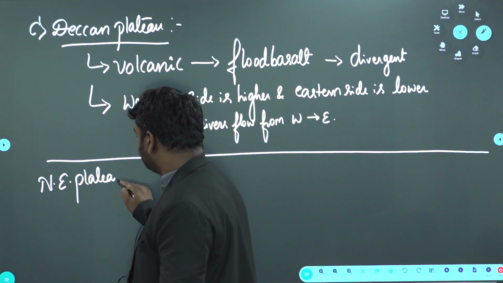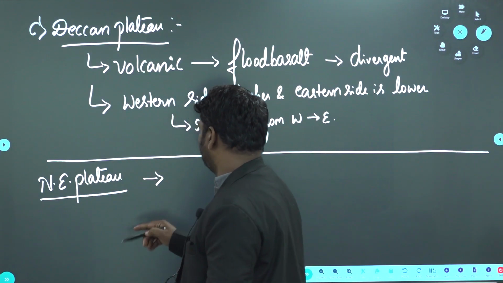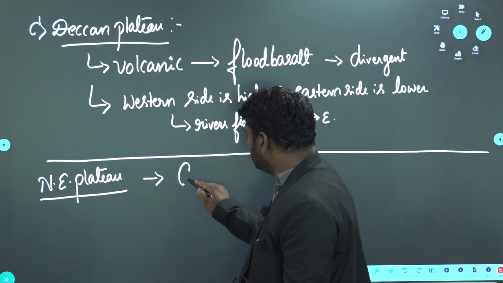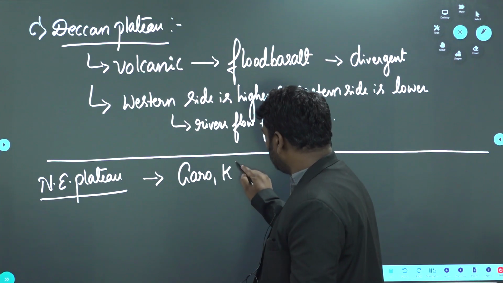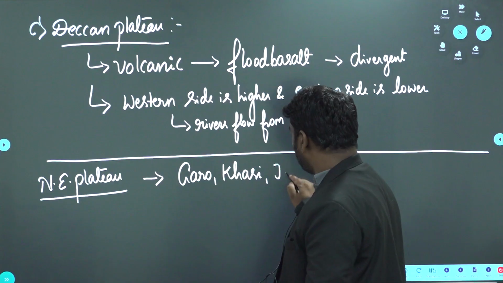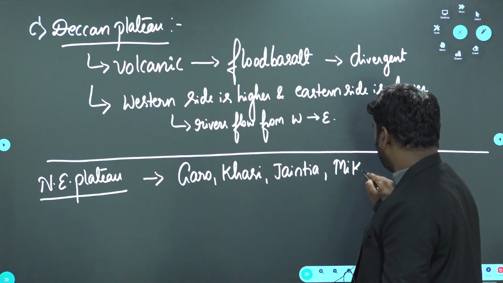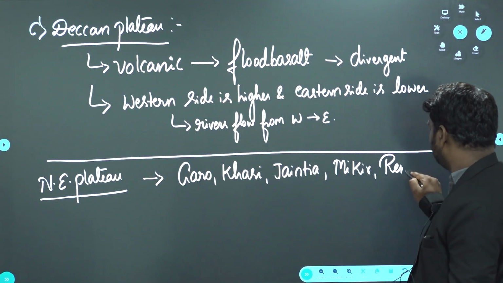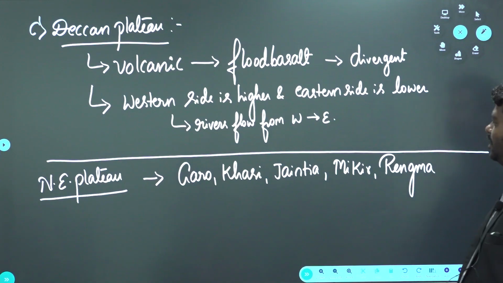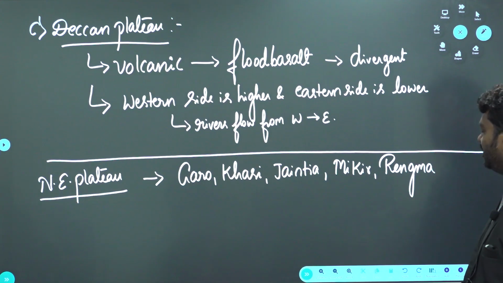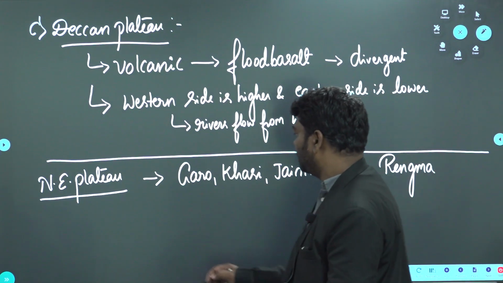Northeastern Plateau. It includes Garo, Khasi, Jaintia, Mikir, Rengma. Because they'll give questions like Mikir is in which part? South India, North India, Northeast India, East India. Fine. At least that much clarity you should have. Which part of India? Forget about the state.